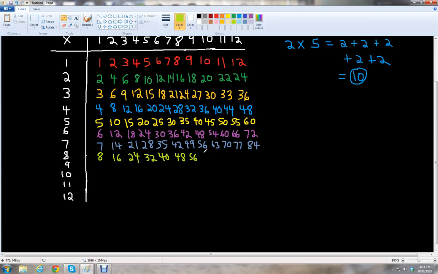8 times 8, 64. 8 times 9, 72. 8 times 10, that's 80. 8 times 11, 88. And 8 times 12, that would be 96. So those are the eights tables.